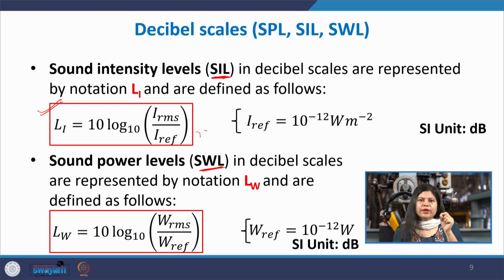So, at what point do you measure the intensity or the pressure? The pressure and the intensity depend on the location in space. For a spherical wave front, usually the intensity is inversely proportional to the square of the distance from the source, okay? And the pressure is inversely proportional to the distance from the source. So, both of these quantities, SPL and SIL, will depend on where you are measuring.